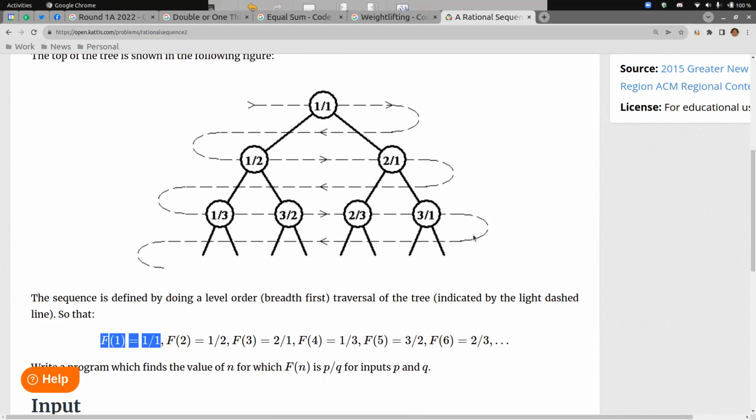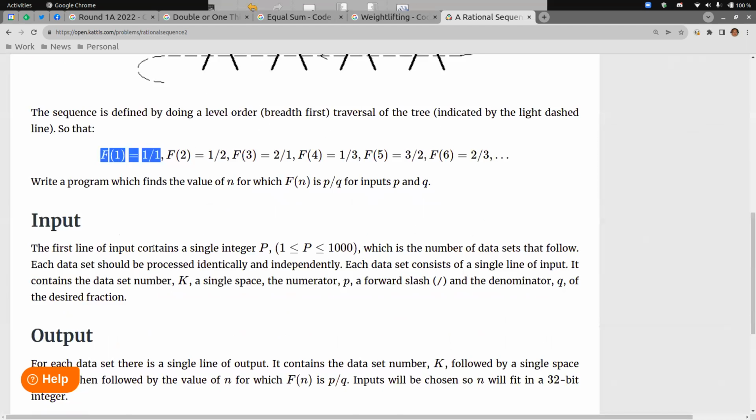So that's basically how you would take an integer and convert it to a fraction. You could, at least theoretically, build this tree and then just look for the entry of the number that you want. Okay, now what is the problem?